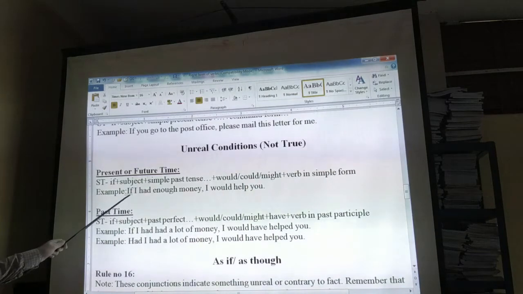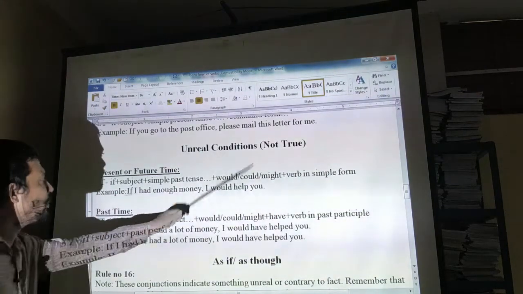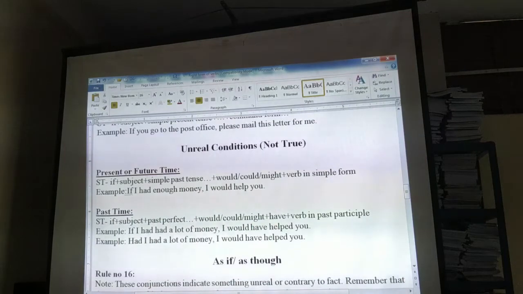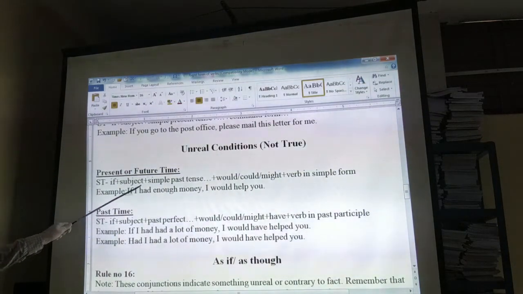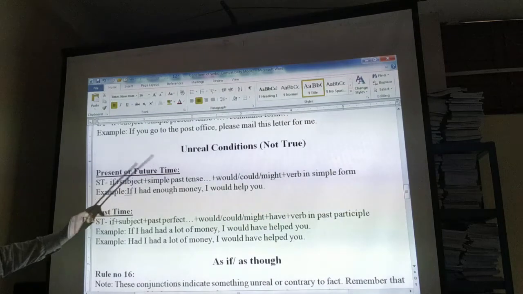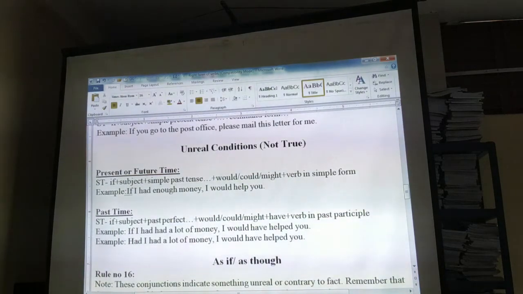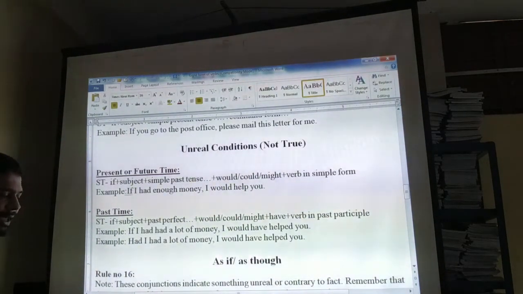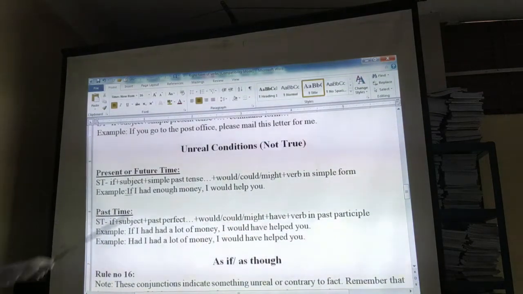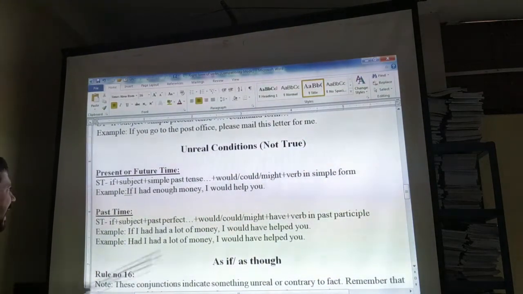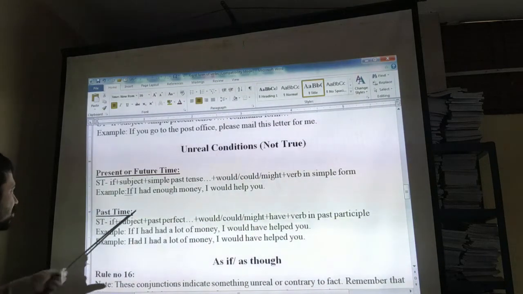At first, see the example. If I had enough money, I would help you. See the structure, match with the structure. If, subject, simple past tense, I mean past indefinite tense. See, had. The word had is a main verb here. This is not an auxiliary. If the word had been an auxiliary, we would have given a main verb after the word had.